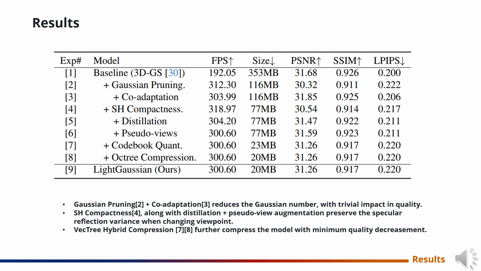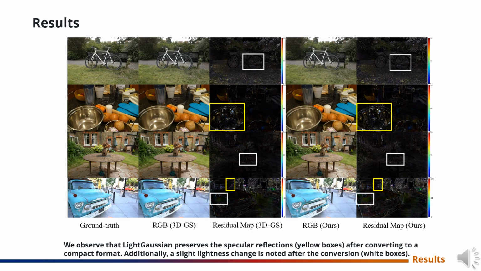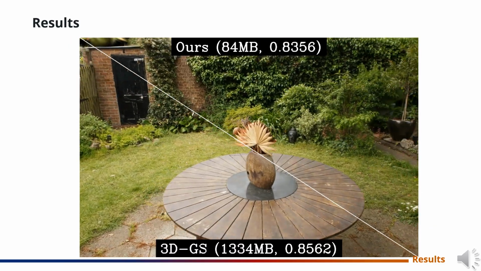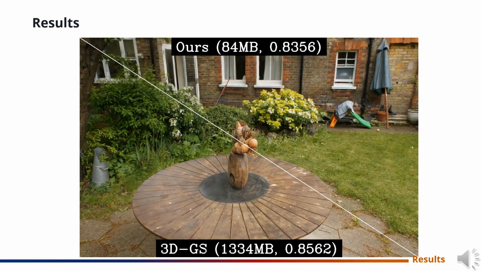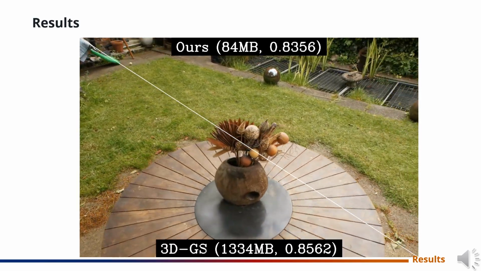the overall quality. We compare LightGaussian with the vanilla 3D GS, presenting a residual map between prediction and ground truth to highlight the differences. We observe that LightGaussian preserves the specular reflections after converting to a compact format. Additionally, a slight lightness change is noted after the conversion, as shown in the bottom white box. Here are the visualized results of LightGaussian compared with 3D Gaussians. Experiment is on Scene Garden.